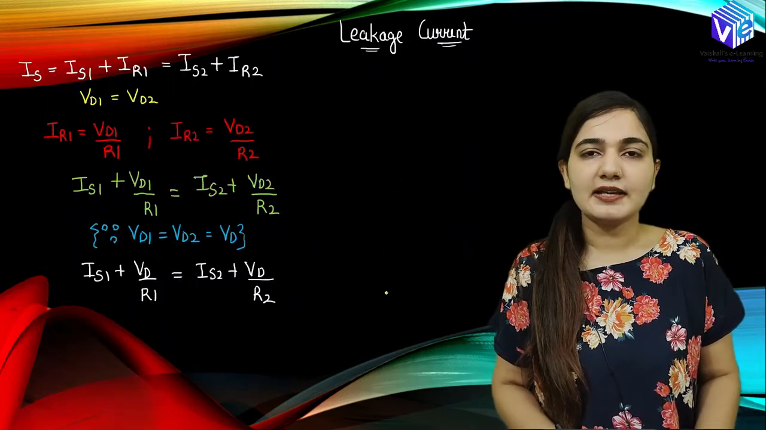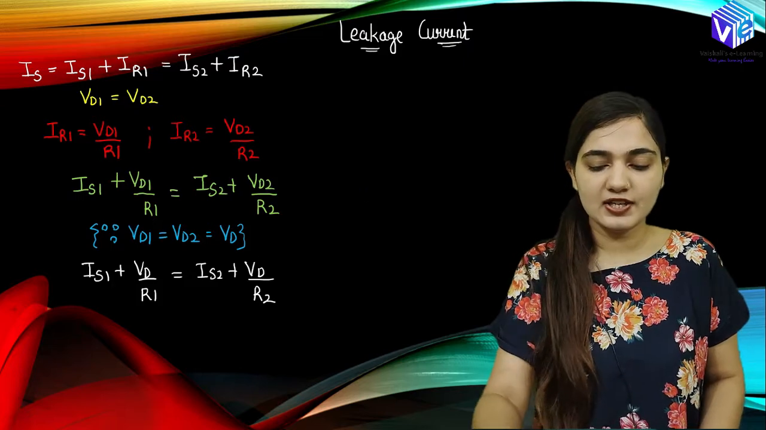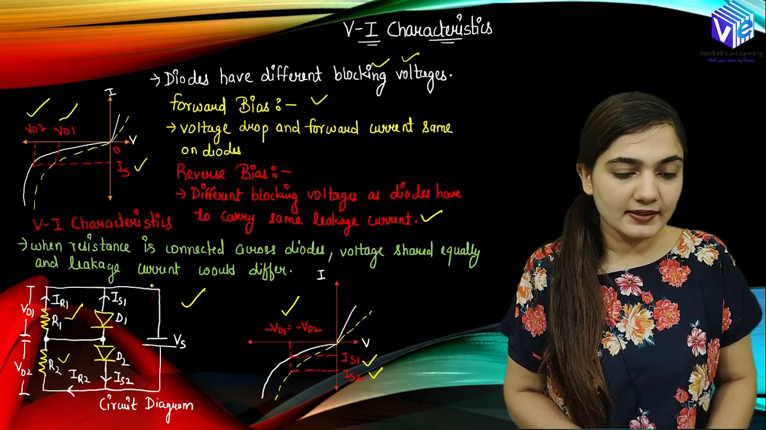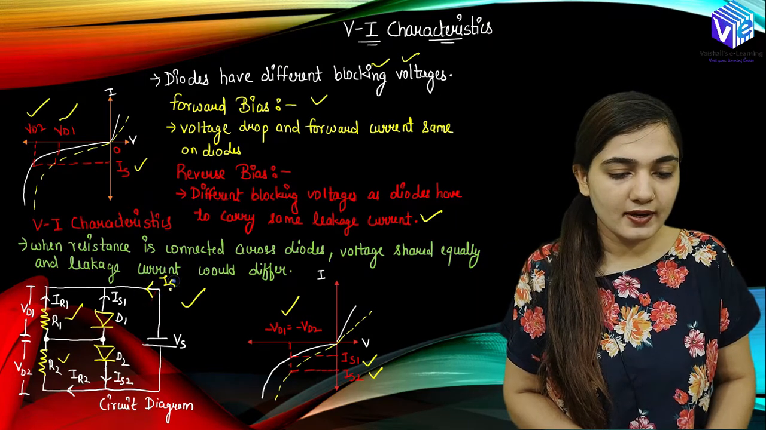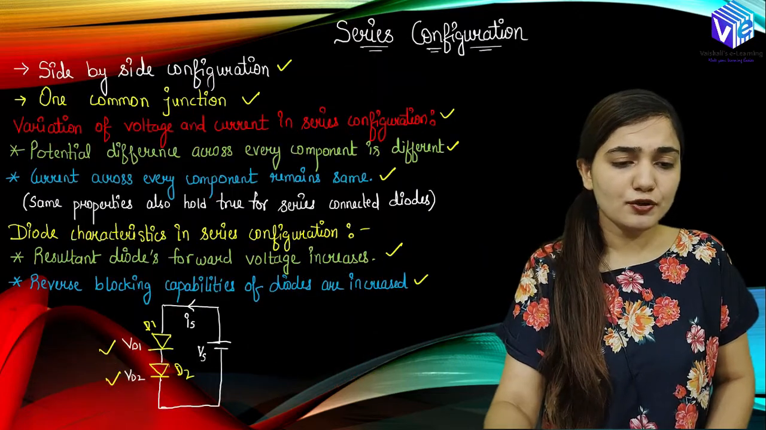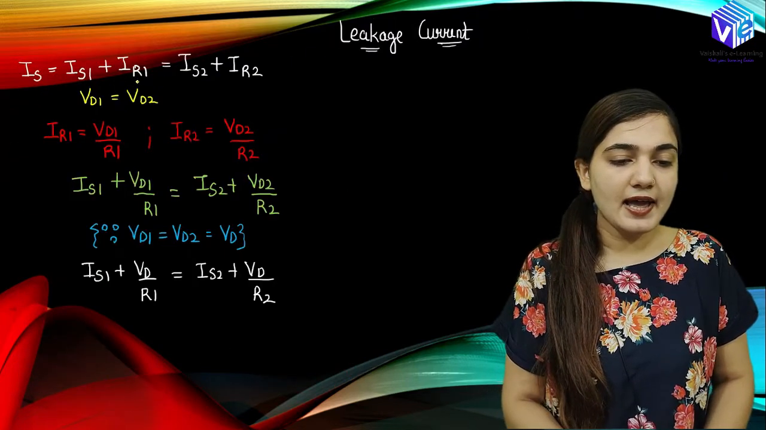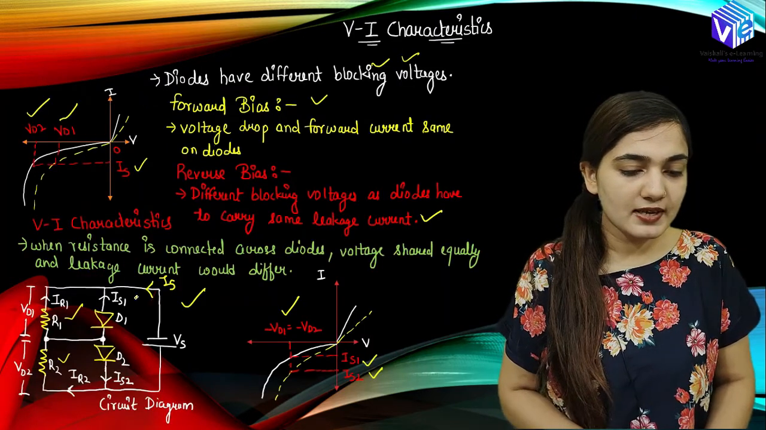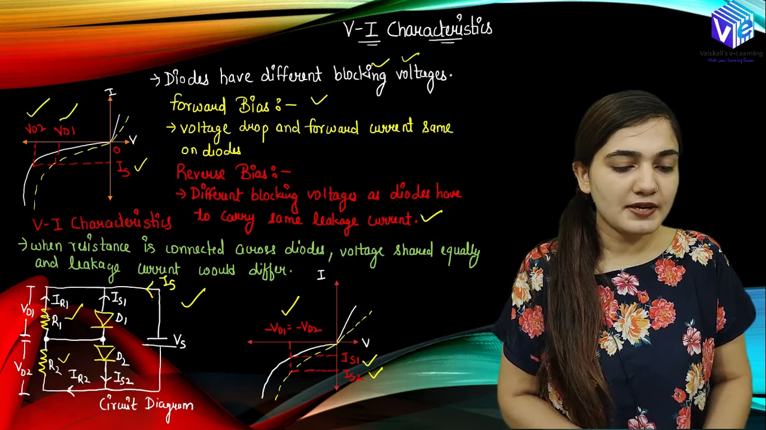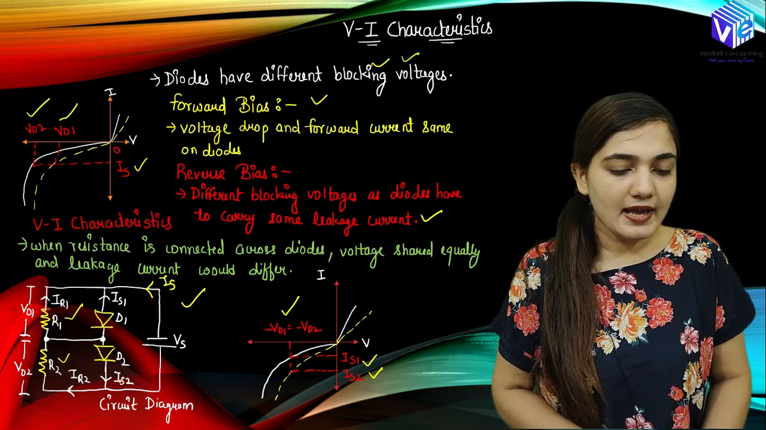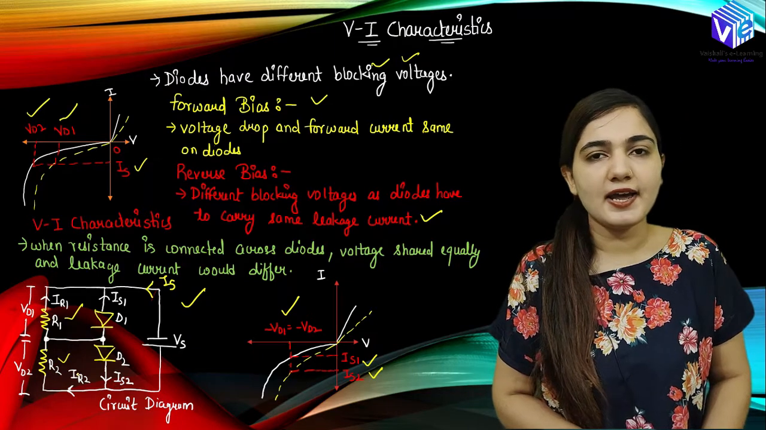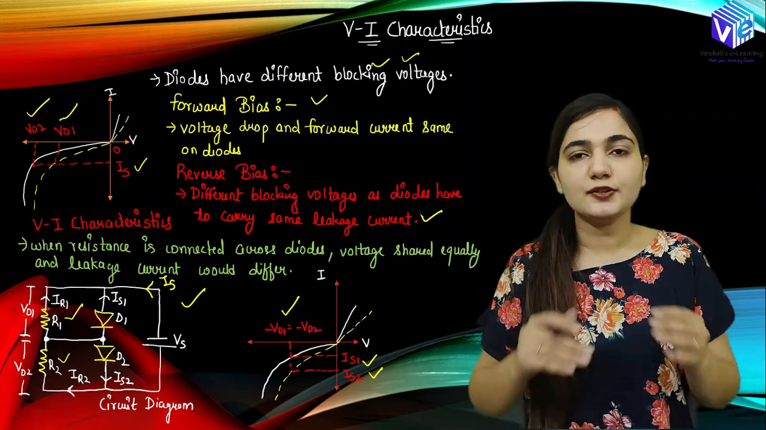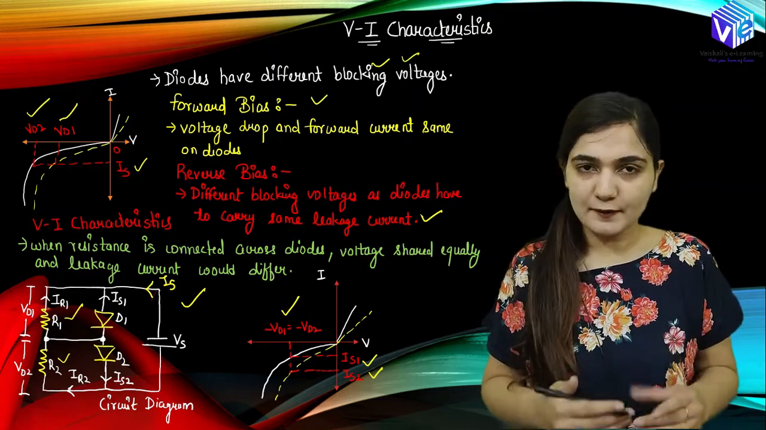Now, understanding the leakage current, how can we denote the leakage current from this circuit? You can see over here, if I characterize IS, what would be the IS? You can see IS is given by IS1 plus IR1 and IS2 plus IR2, right? IS is splitting into IS1 and IR1, and IS is also splitting into IS2 and IR2. So IS will be equal to IS1 plus IR1, right? This is the Kirchhoff's current law that we all know.